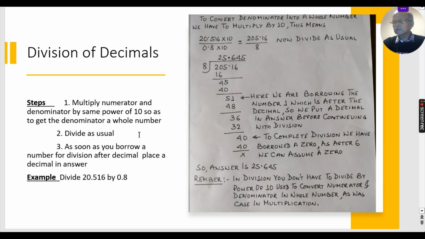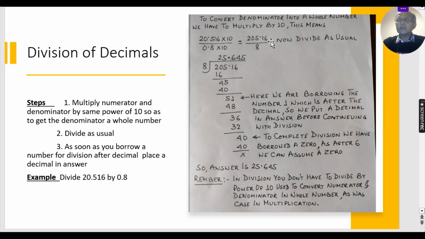Here just a reminder: as soon as you borrow the next number after the decimal place to complete your division, you will have to place a decimal point in the answer. Just remember, so that you get the correct answer. I have taken an example, 20.516, which is to be divided by 0.8. So now 0.8 is my denominator. We have to convert this to a whole number. For converting this, we will multiply it by 10 so that it becomes 8, and with the same power of 10, that is by 10, we will have to multiply 20.516.